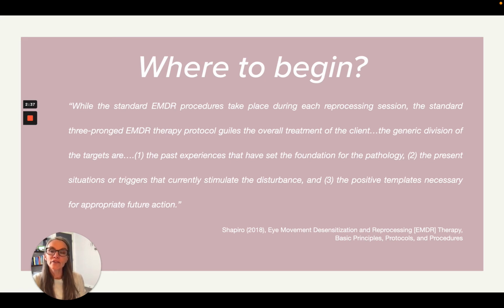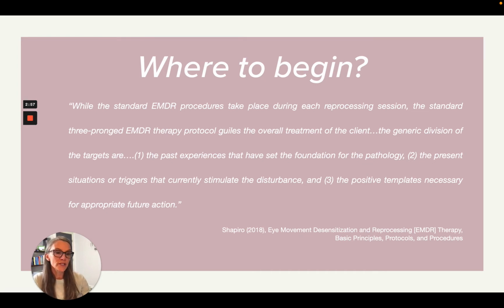The generic division of the targets are: 1. The past experiences that have set the foundation for pathology. 2. The present situation or triggers that currently stimulate a disturbance. And 3. The positive templates necessary for appropriate future action.